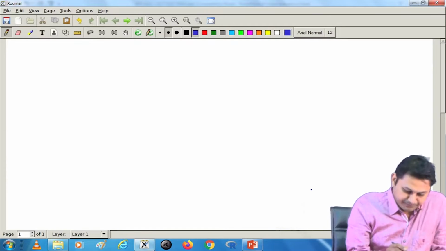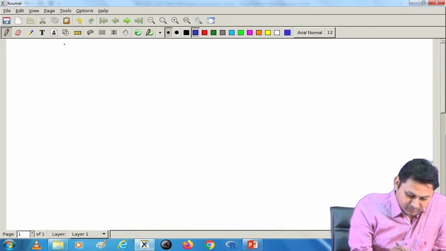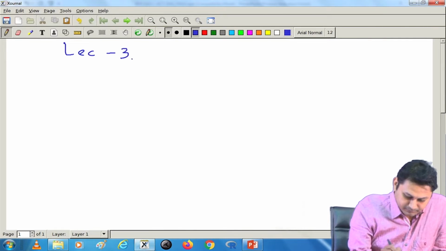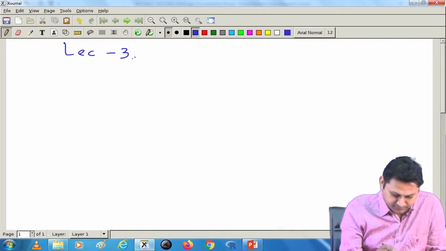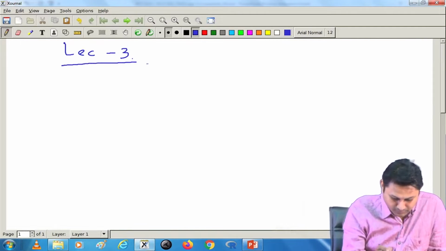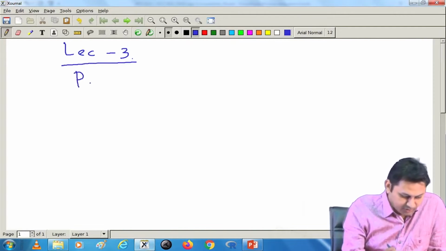Today we have lecture number 3, and in lecture number 3 we start with the Poynting vector. So, we start with the Poynting vector.